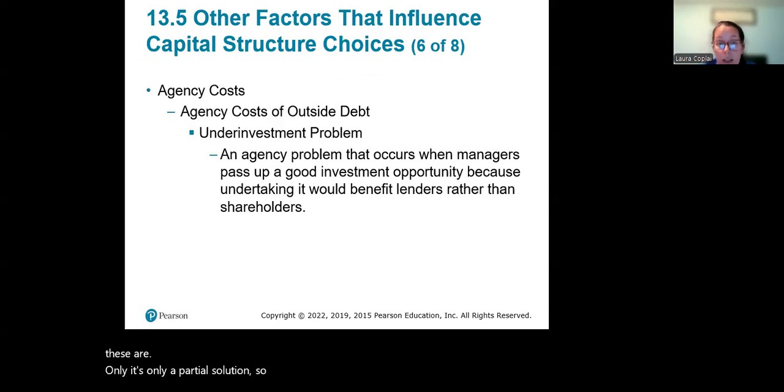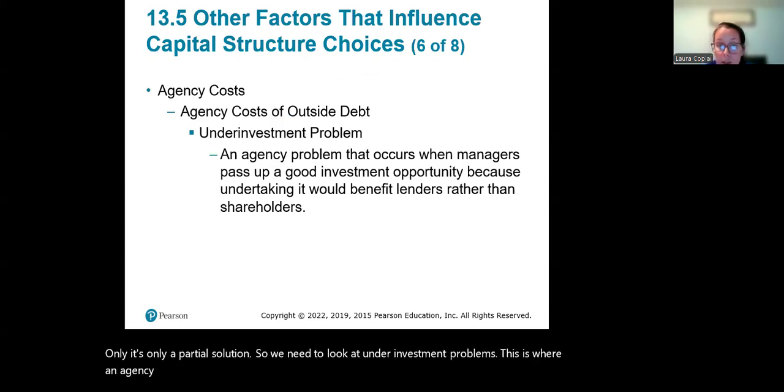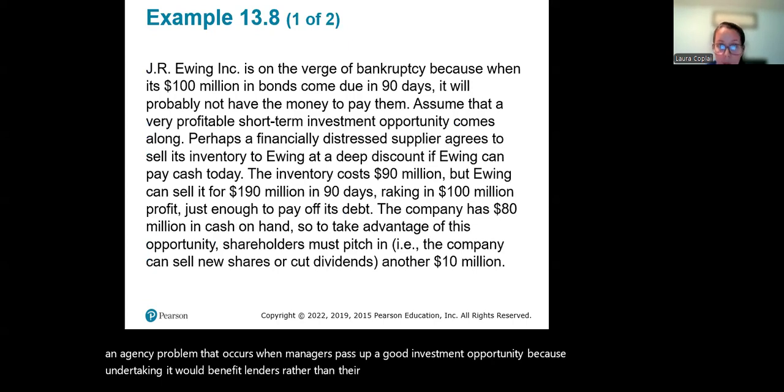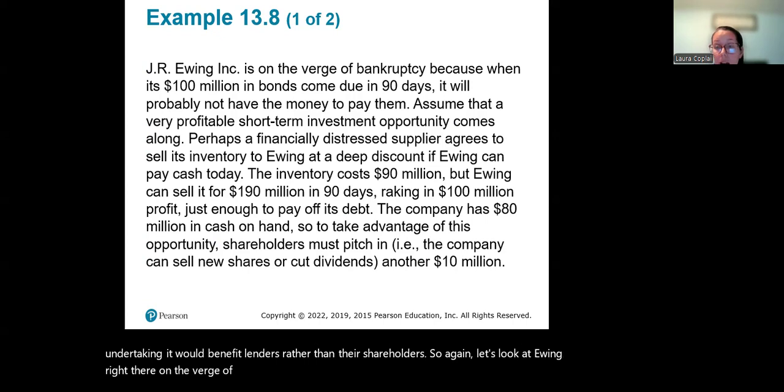So we need to look at underinvestment problems. This is an agency problem that occurs when managers pass up a good investment opportunity because undertaking it would benefit lenders rather than their shareholders. So again, let's look at Ewing, right? They're on the verge of bankruptcy because its 100 million in bonds comes due in 90 days, and it probably won't have the money to pay them.